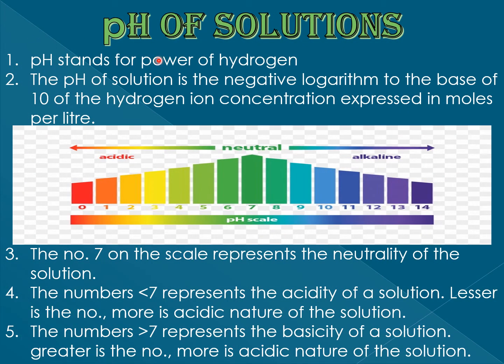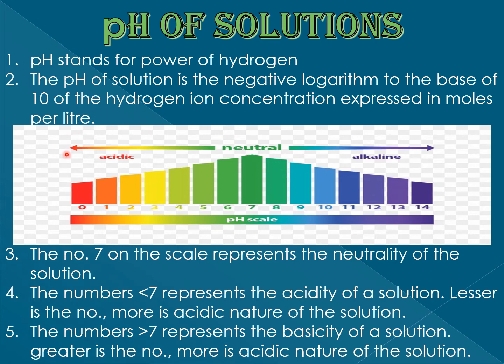Now let's see what is pH. pH stands for the power of hydrogen ion concentration. I repeat, pH stands for the power of hydrogen ion concentration. Now the pH of a solution is a negative logarithm to the base of 10 of the hydrogen ion concentration expressed in moles per liter.